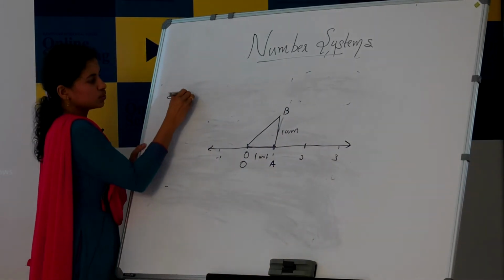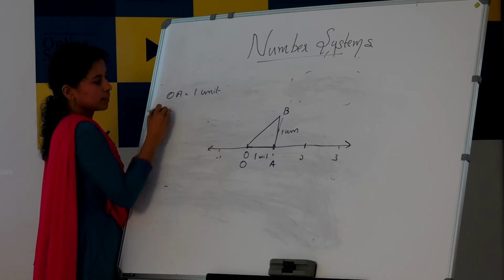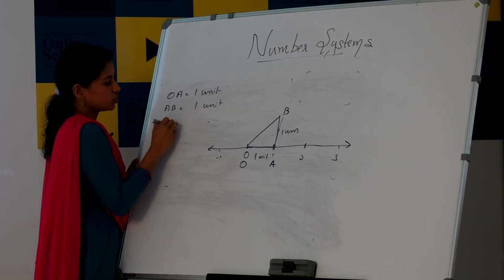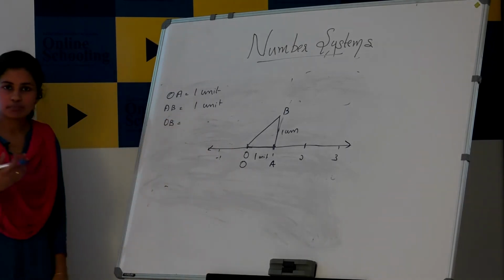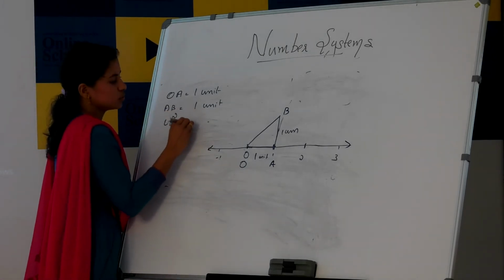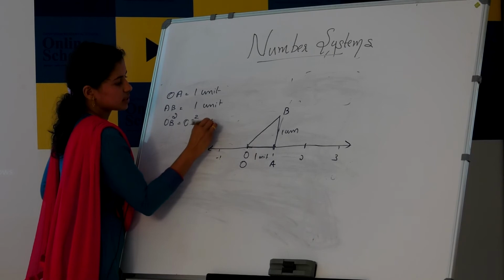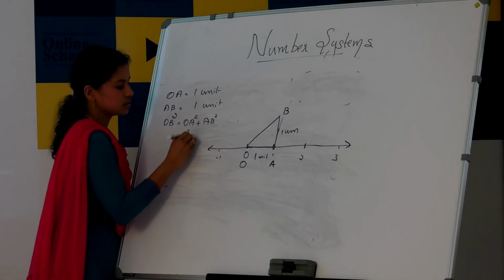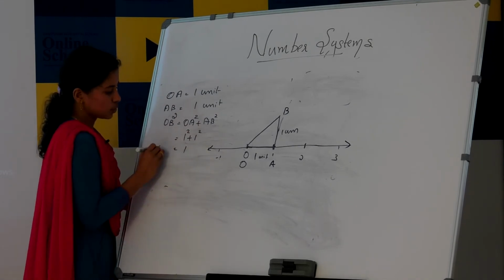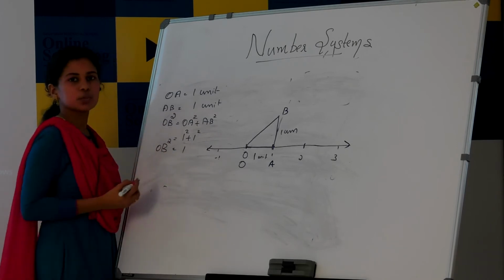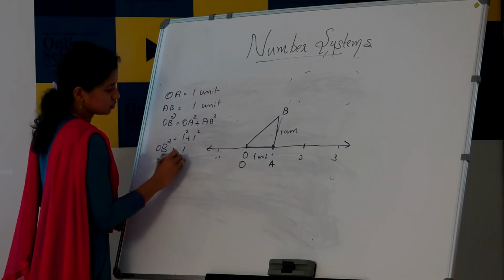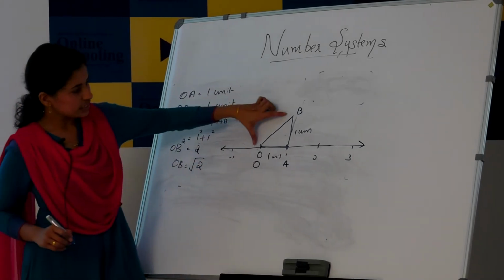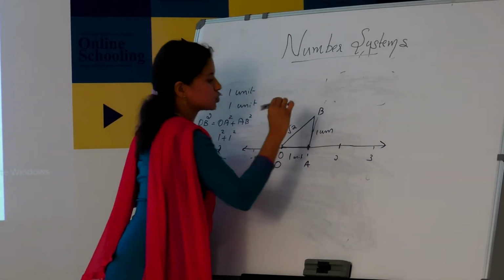So, OA is equal to 1 unit, and AB is also equal to 1 unit. So, OB, using the Pythagoras theorem, OB square is equal to OA square plus AB square. OA is equal to 1, so 1 square plus 1 square is equal to 2. OB square is equal to 2. So, OB is equal to root 2. So, this length OB is equal to root 2.